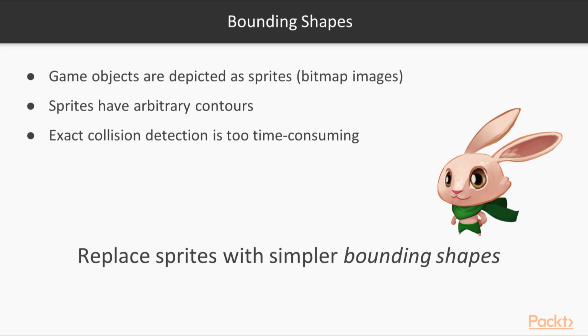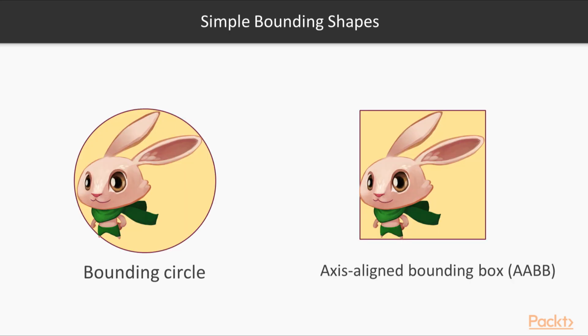So on screen you will see the actual sprites, but behind the scenes the collision detection is going to be performed with simpler shapes. And the two simplest shapes you can use for this purpose are a circle, so you can have a bounding circle around your sprite, or a box, more precisely an axis-aligned bounding box, which is just a box that is parallel to the axis of your screen. And in our example, we will use this second idea. We will use axis-aligned bounding boxes.